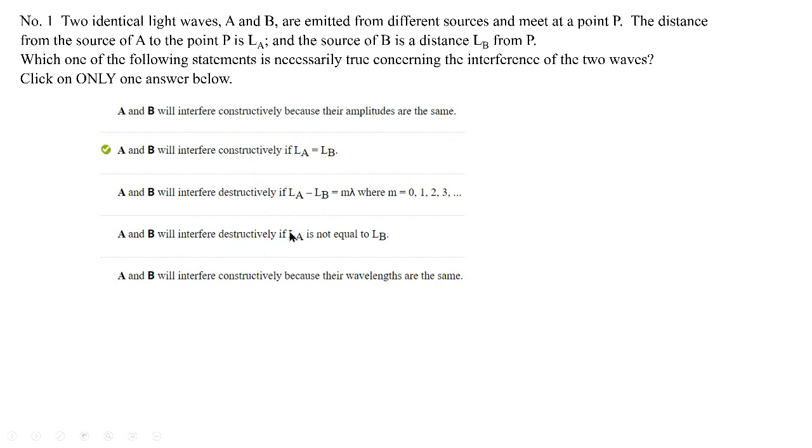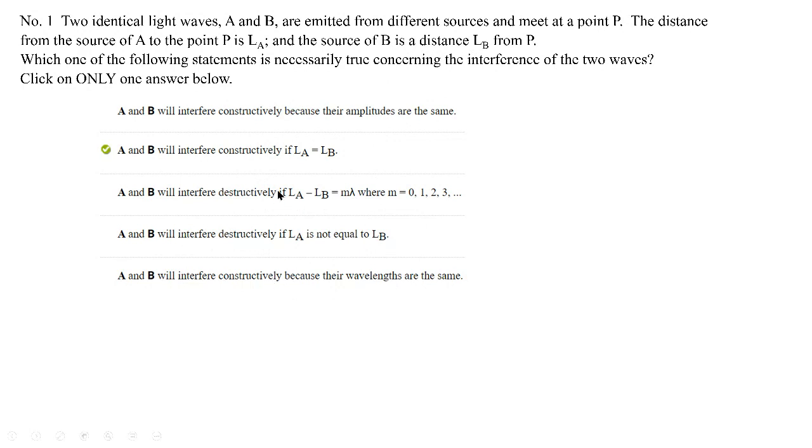And they will interfere destructively if LA is not equal to LB. That's not true, because LA and LB could indeed be not fully interfering. And then, A and B will interfere constructively because their wavelengths are the same. Again, if their wavelengths are the same, A and B, but there's no statement about what is LA versus LB. So this is not necessarily true.